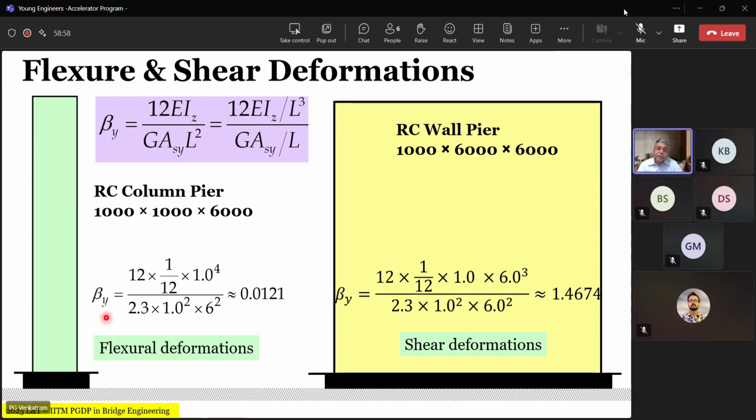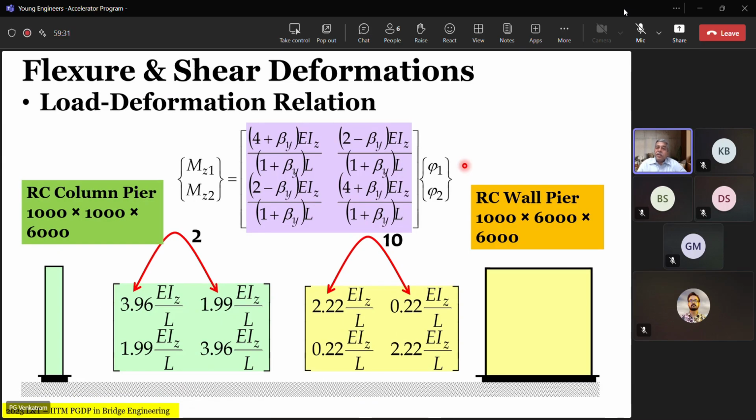Now, if you take a normal column, 1 meter by 1 meter by 6, you will notice that the ratio beta y, which is the ratio of the flexural deformation to shear deformation, is very small. And in the case of this one, the ratio is very large, which means what? Shear deformations are significant in this, and if you try to treat this as a flexural member, you would be making a gross underestimation of certain effects.